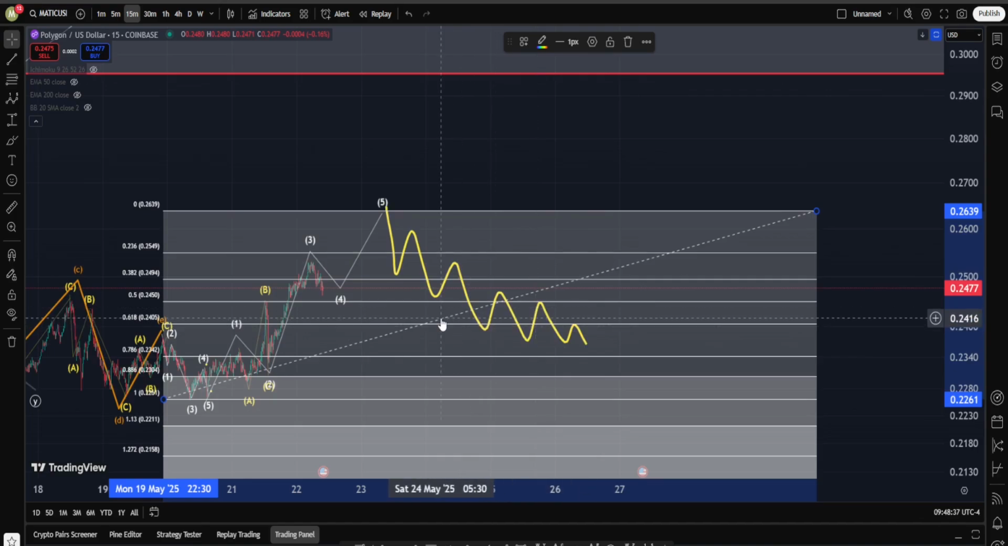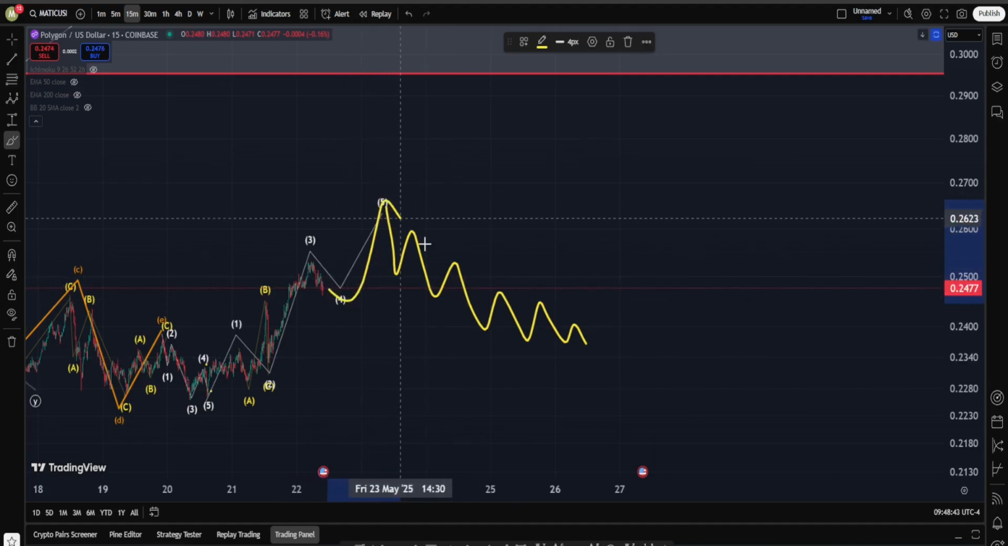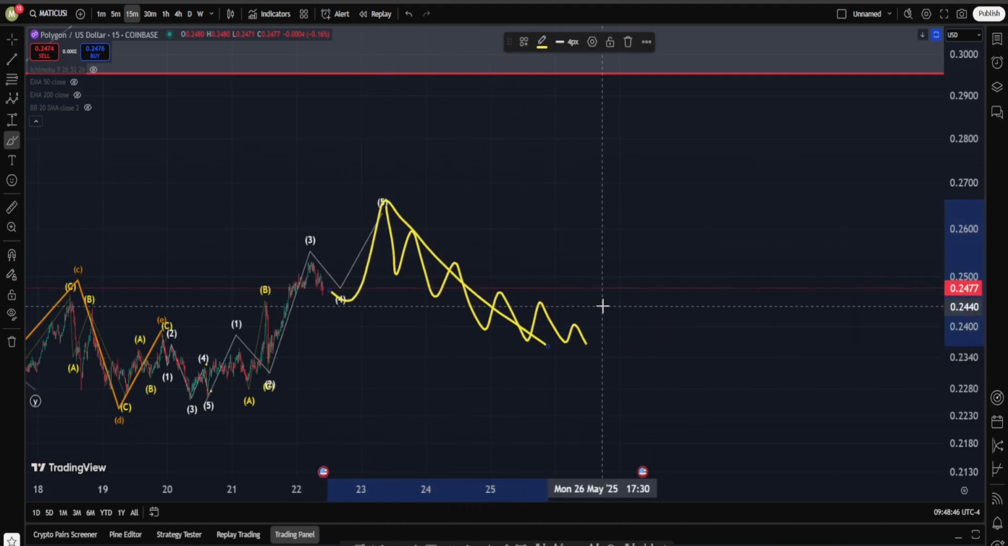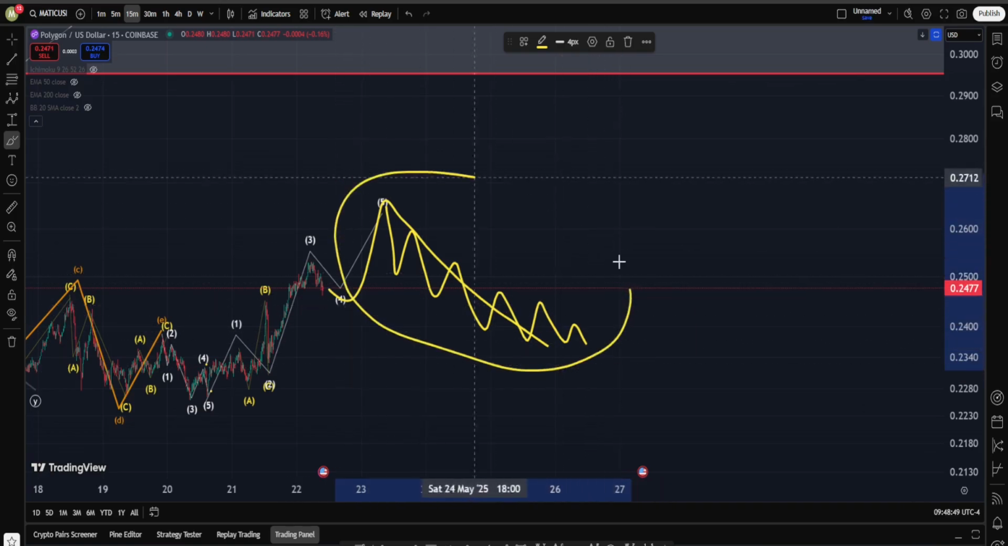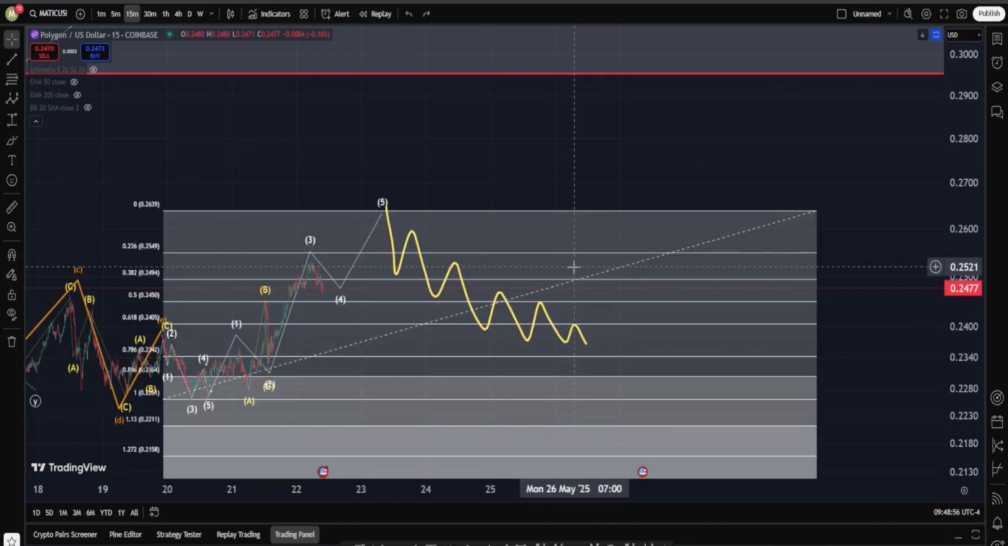But again, let's not jump into that kind of conclusions. No, let's for now at least focus on this move up and then pay full attention to the shape of our pullback. Okay, if we see the right structures, this can be a great buying opportunity. And I hope I explained everything well and you understood what is going on in Polygon's chart.